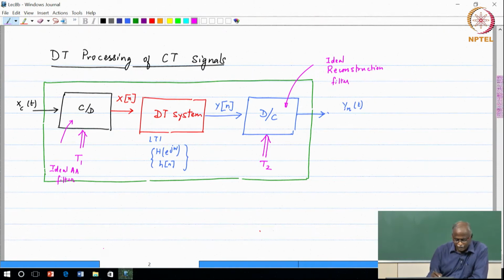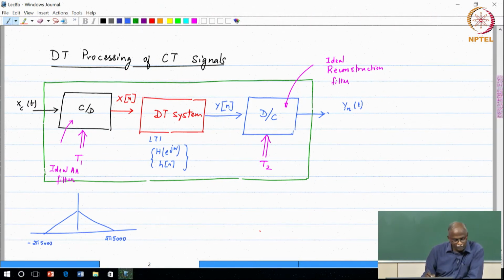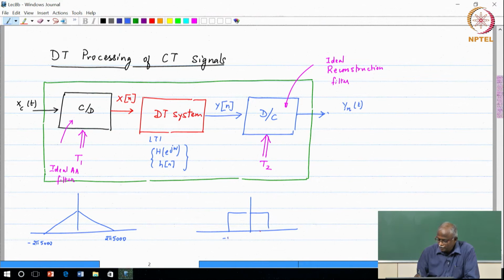Okay. So, here is the problem statement. I have a signal which is band limited to 2 pi times 5000 hertz, that is, 10,000 pi radians per second. So, this is minus 2 pi times 5000. The discrete time system is a low pass filter with cutoff from minus pi by 2 to pi by 2. This is the magnitude response of Xc of j omega, and this is the magnitude response of the discrete time filter, H of e to the j omega. So, keep this picture in mind.